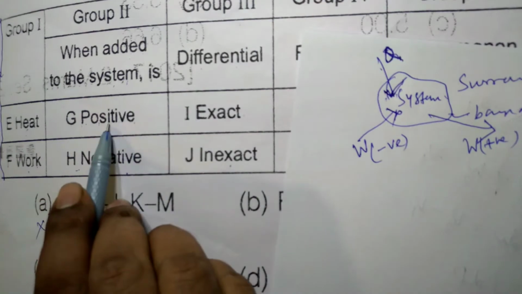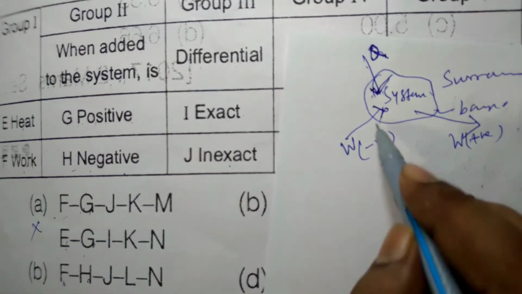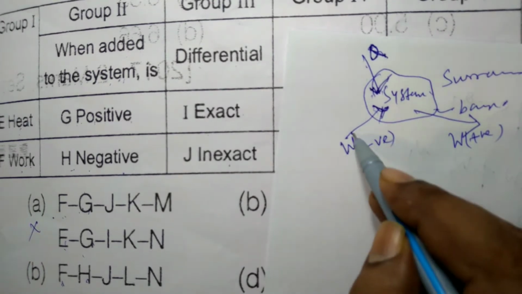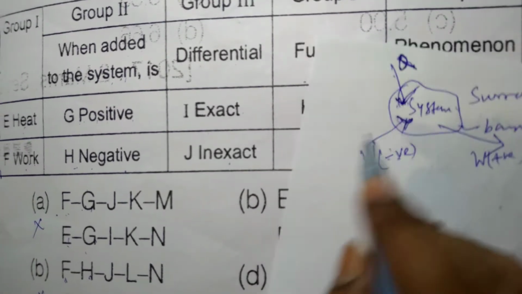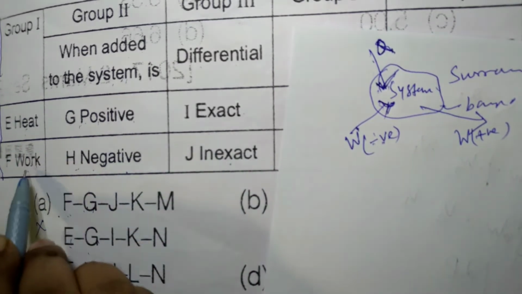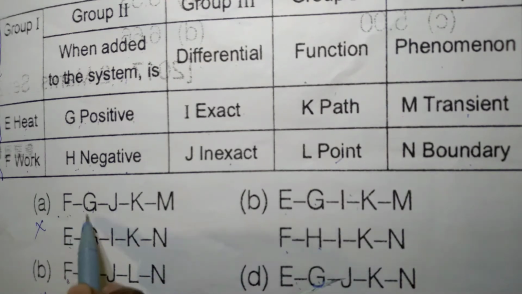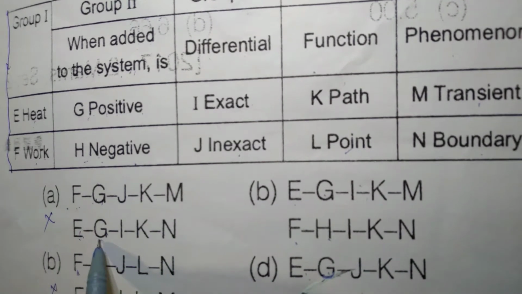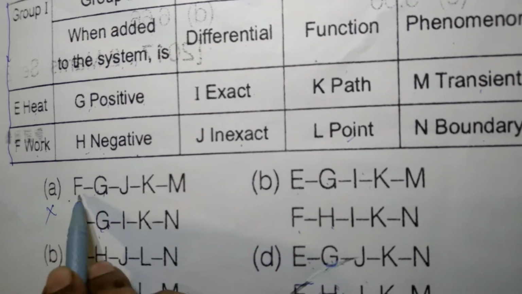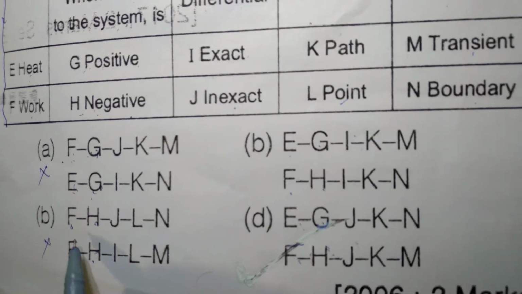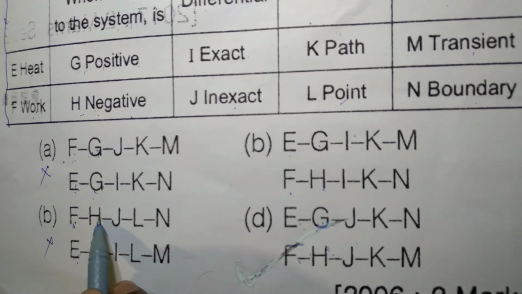So E should be matched with G. And when work is added, here work is added means work is done on the system. We have to supply work from outside. So then work should be negative. So that means E should match with G and F should match with H. These four options here, in two of them this is not so. This E matches with G, it's okay, but F is not matched with H, so this cannot be the correct option. Then here also you see F is matched with H, it's okay, but E is not matched with G. E should be matched with G.